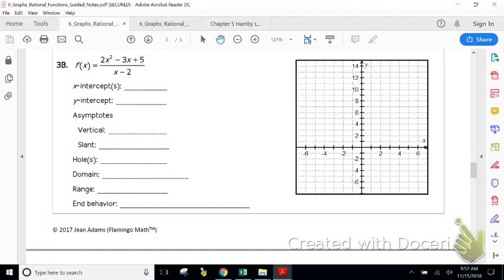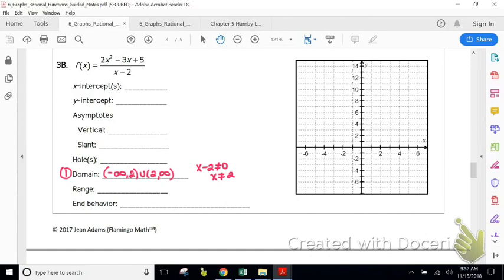Alright, so on 3B, let's start with our domain. How do we find the domain again? You pull the denominator. Denominator cannot equal 0. So we know that means that x cannot equal 2. So my domain is going to be? Negative infinity to 2, union 2 to infinity. Good.